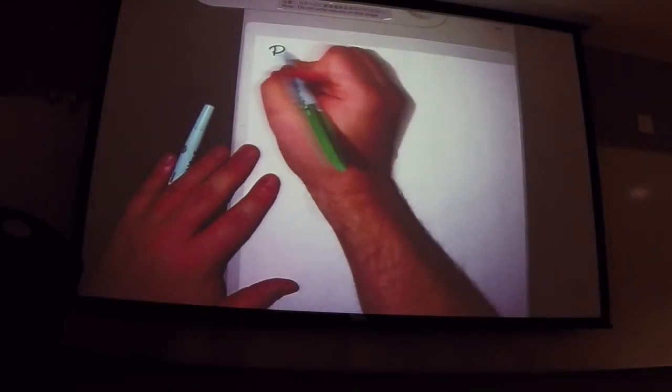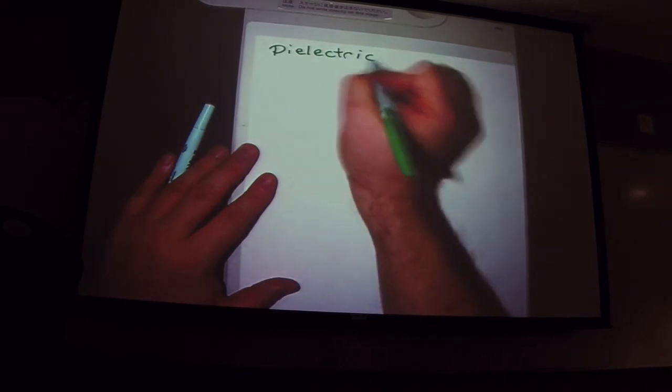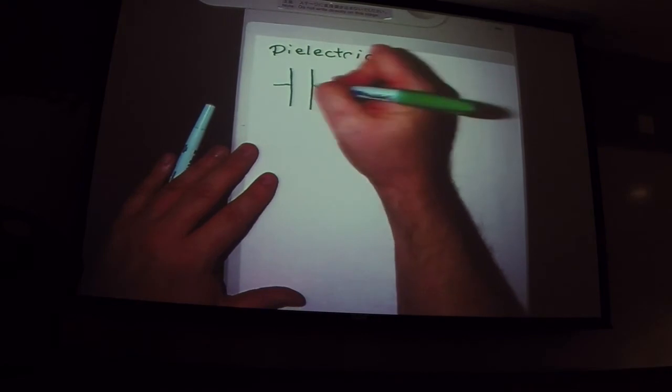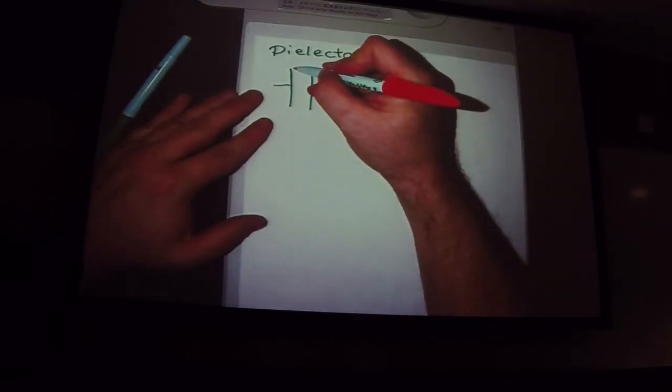Now, there are things that we can put in between the plates called dielectrics. So if I have the two plates of a capacitor, what I do is I put a dielectric in here.